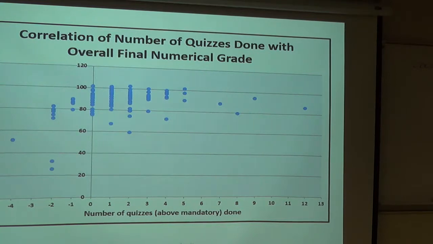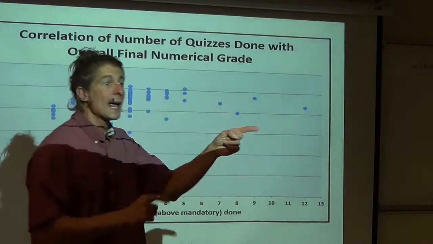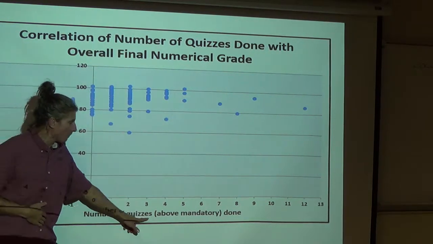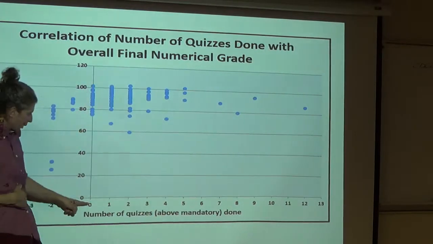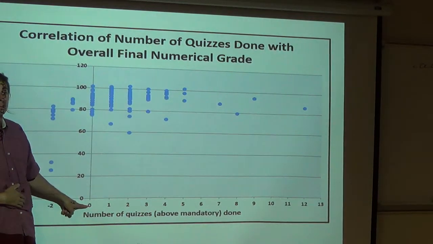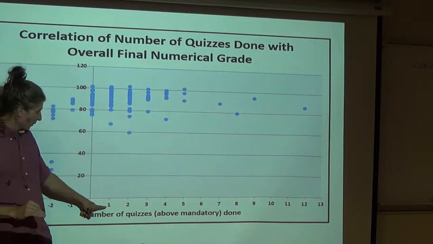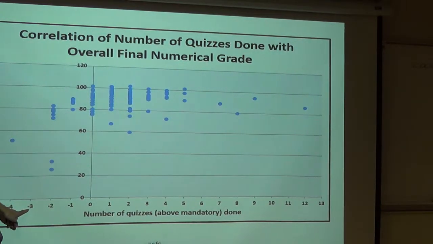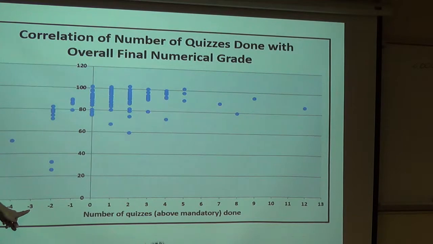And see if there's some kind of a common tie. Yes, 2 points. And you can do it with more than 2. I just did it with 2, though. Absolutely. So what I did was I looked at the number of quizzes above mandatory. So 0 above mandatory means you did exactly 10. 1 above means you did 11, 12, 13, 14. -3 above means you only did 7. That means you lost 30 points if you only did 7 quizzes.